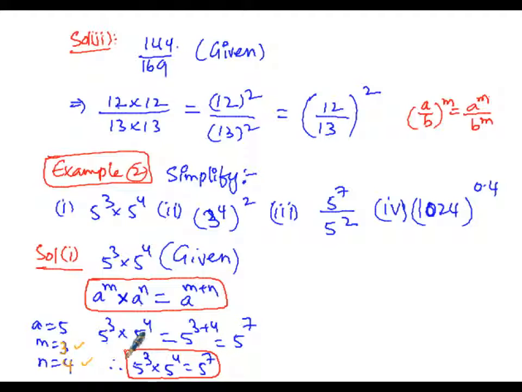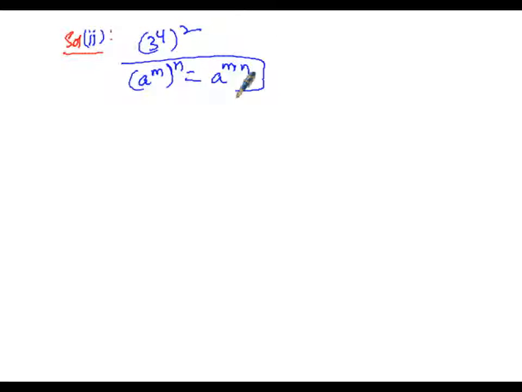The second one is 3 power 4 whole power 2. Now, the second solution: 3 power 4 whole power 2. It is similar to the identity a power m whole power n is equal to a power m multiplied with n. So here m into n, this is our second identity.